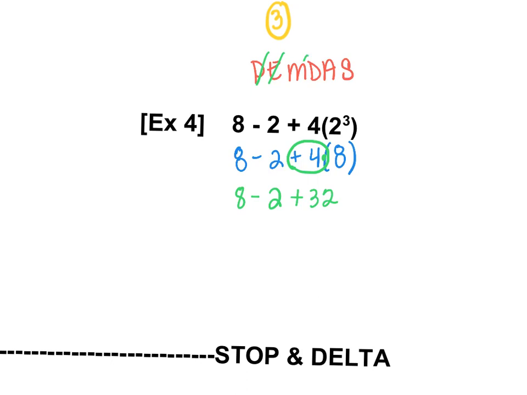So we're done with multiplication, we're done with division. Now we're on to addition and subtraction. So we have addition and we have subtraction. And subtraction is first, and that's okay because it's addition or subtraction, whichever comes first. So we have 8 minus 2 is 6. Plus 32, and then our last one is addition. 6 plus 32 is 38.